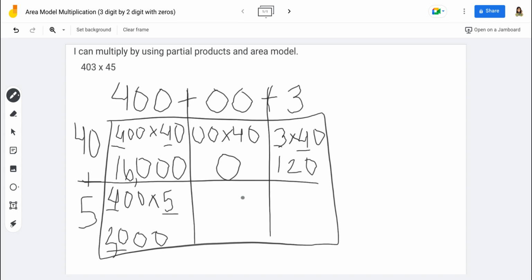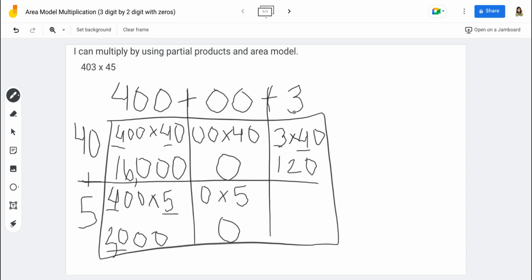All right, I think you can guess what we're going to do for this one. We have zeros up here, times 5. I'll write it out. I'll just put a 0 this time. 0 times 5 equals 0. Anything times 0 is 0.